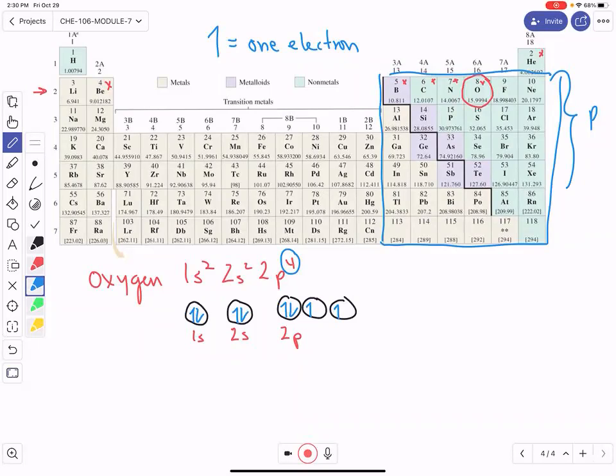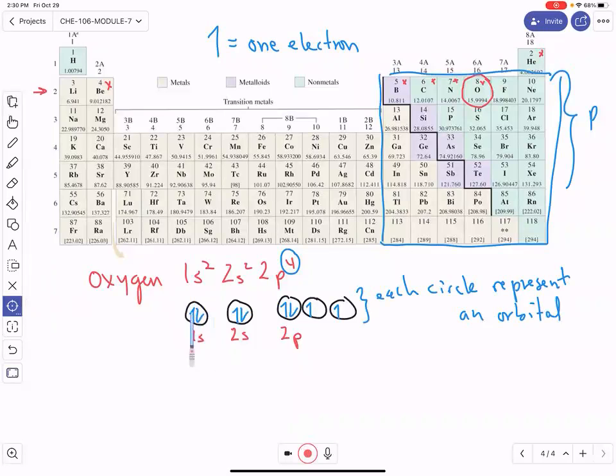No. Each circle represents an orbital. Good question. I have 1 s orbital. This circle right here is showing my s orbital at the second energy level. And then I have 3 p orbitals at the second energy level. So 1, 2, 3. Each of these 3 circles represents 1 of the p orbitals that I have. I have 3 p orbitals total.